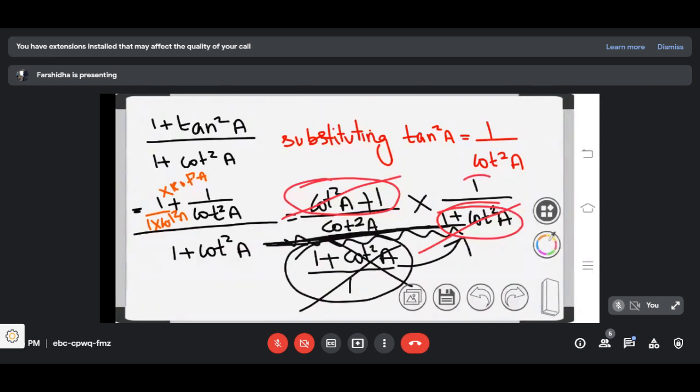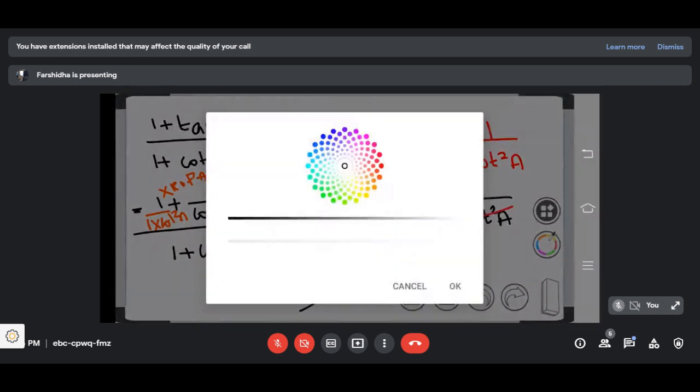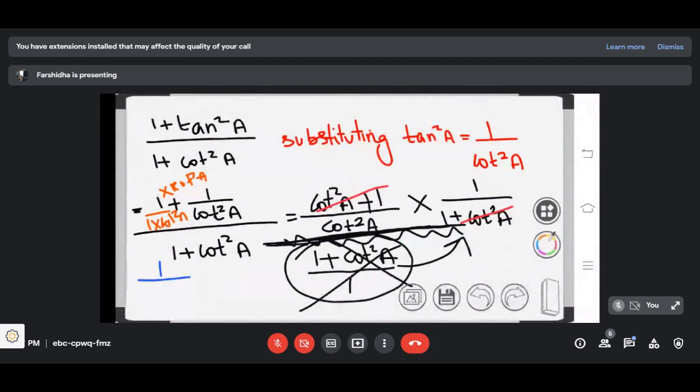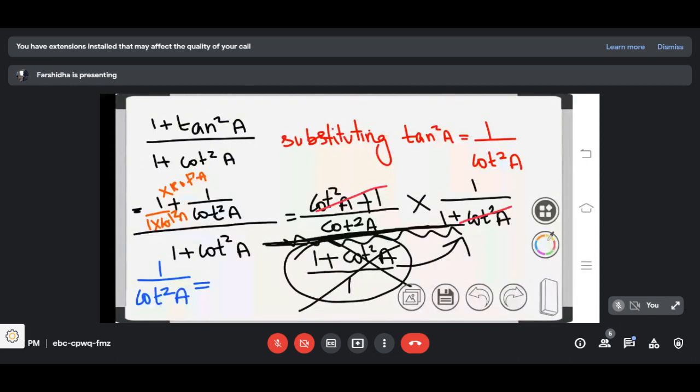The only thing which is remaining is 1 divided by cot square A. So you got 1 by cot square A. The reciprocal of cot is tan, so I can write 1 by cot square A is equal to tan square A. Answer is tan square A.